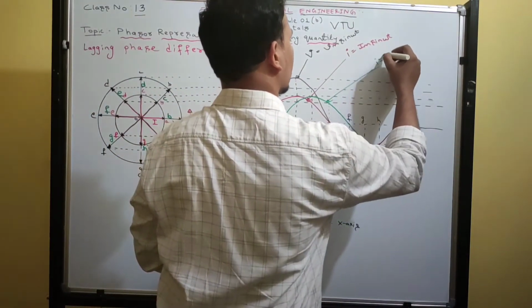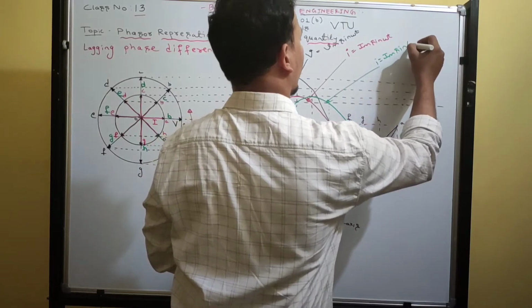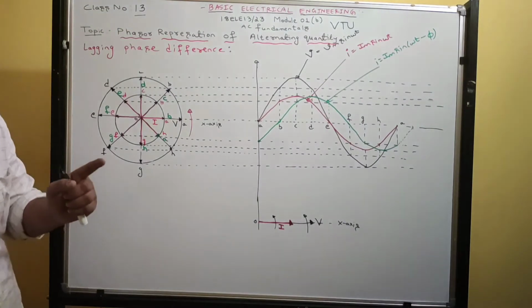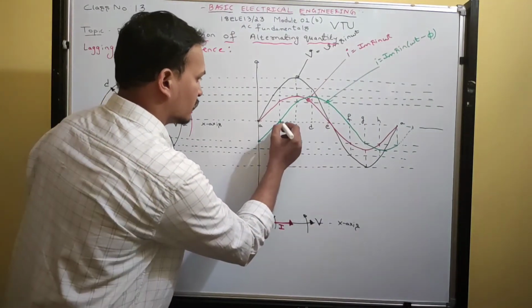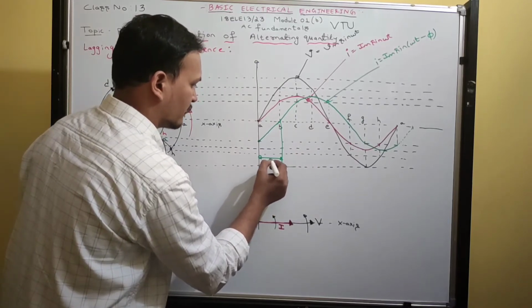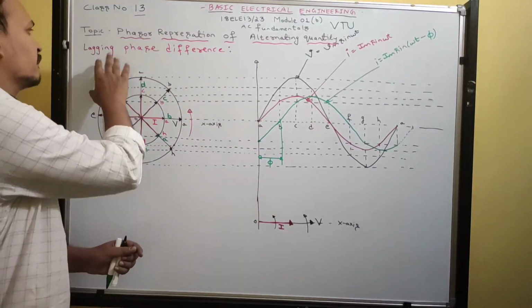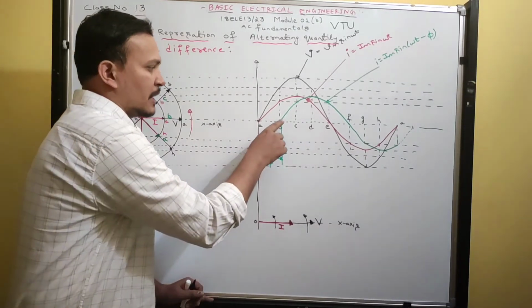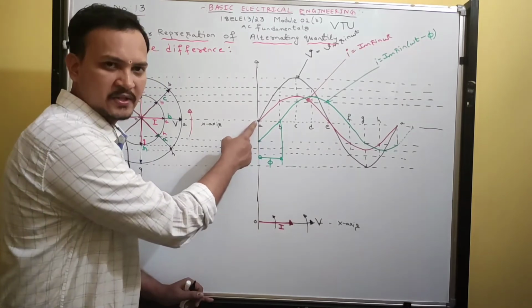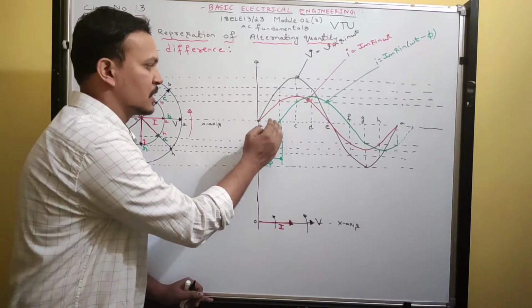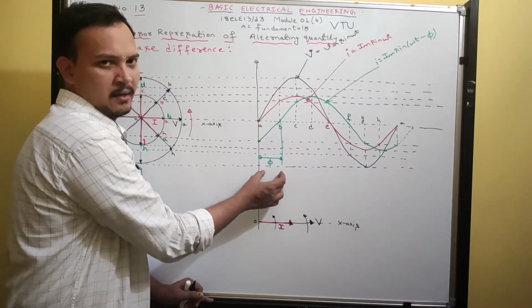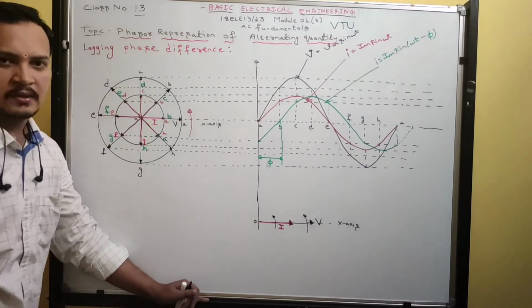Now I can write i equals Im sine omega t minus phi. What is phi? It is the phase angle. This difference is called phi. Lagging phase difference is nothing but the current waveform falling back by angle phi with respect to the voltage waveform. With respect to voltage, current lags by some angle, so it is called lagging phase difference.